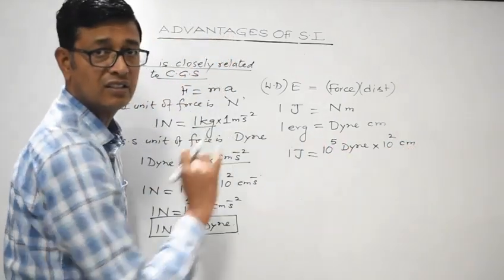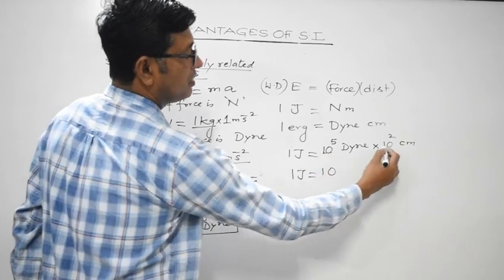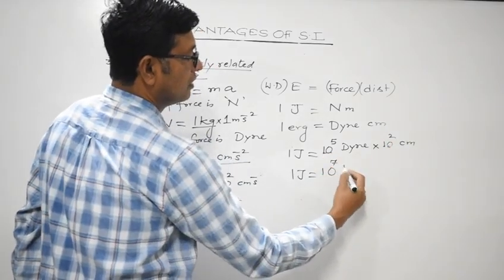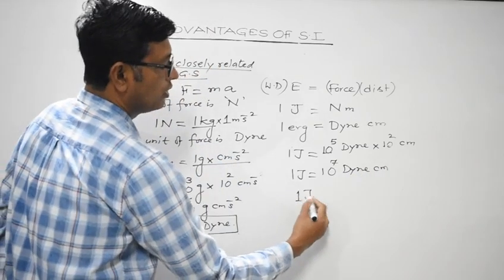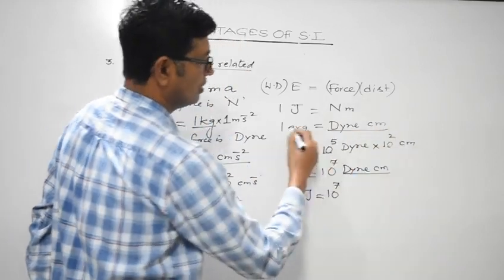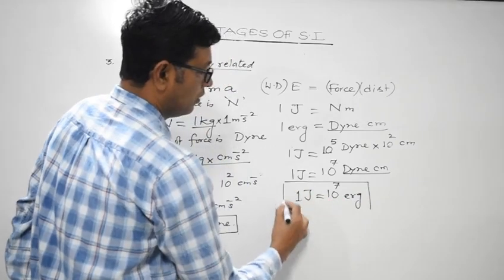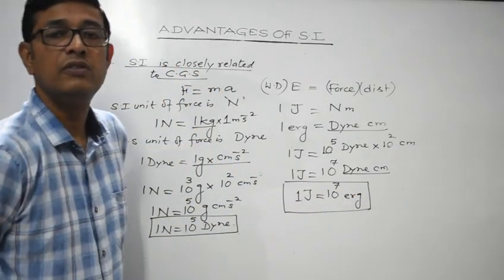We can write it, isn't it? So 1 joule, it would be equal to, base is same, so the powers get added up. So we get 10 raised to 7 dyne centimeter. So 1 joule, it would be equal to 10 raised to 7, and dyne centimeter is erg. So simple. This is how we can get the relationship between the SI and the CGS unit of energy.